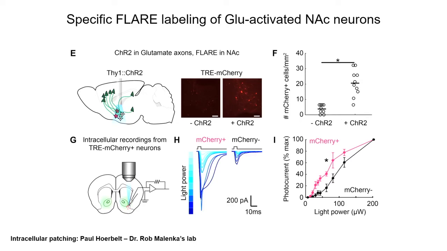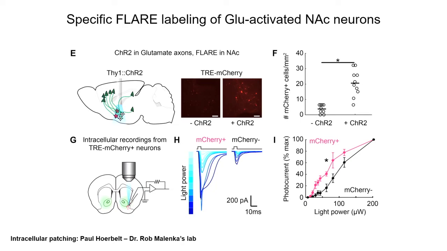And then if we go in and intracellularly patch from these mCherry positive neurons, we can see that they also exhibit higher photocurrents in response to blue light pulses compared to mCherry negative cells in the same slice. So this indicates that our FLARE labeling is pretty specific because it's targeting neurons that are more strongly synaptically coupled to glutamate inputs compared to the mCherry negative cells.